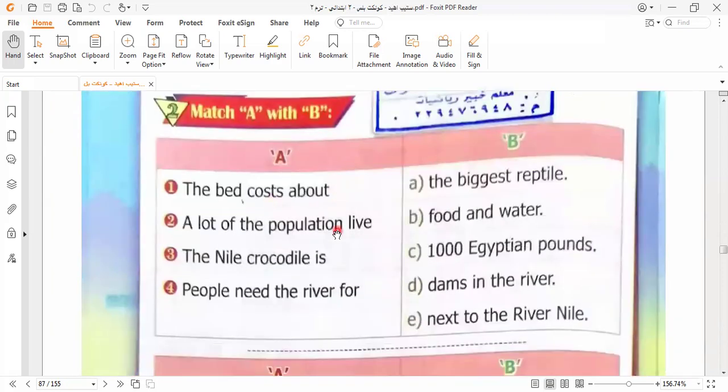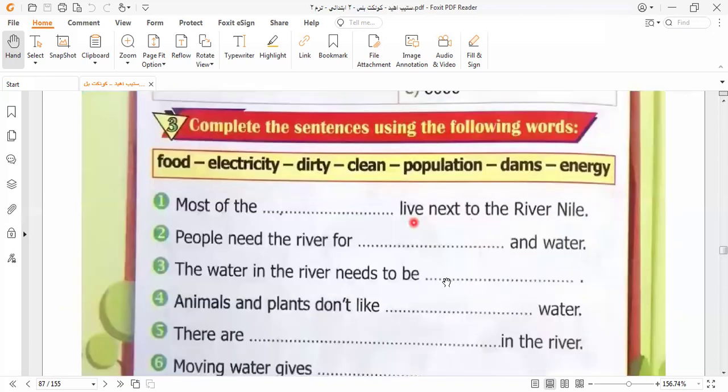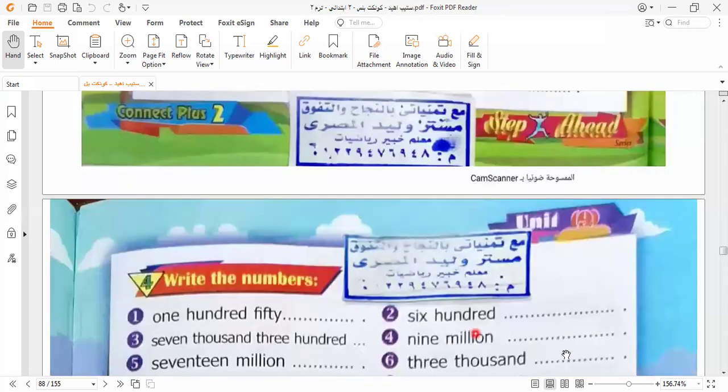The big cost about what here? So I asked the price of the pen. Cost what? A thousand Egyptian pounds. So I select this one by this one. A lot of population live next to the river, so I will select number 2 by number 8. The Nile crocodile is the biggest reptile. People need the river for what? For food and water, as we know in the list.